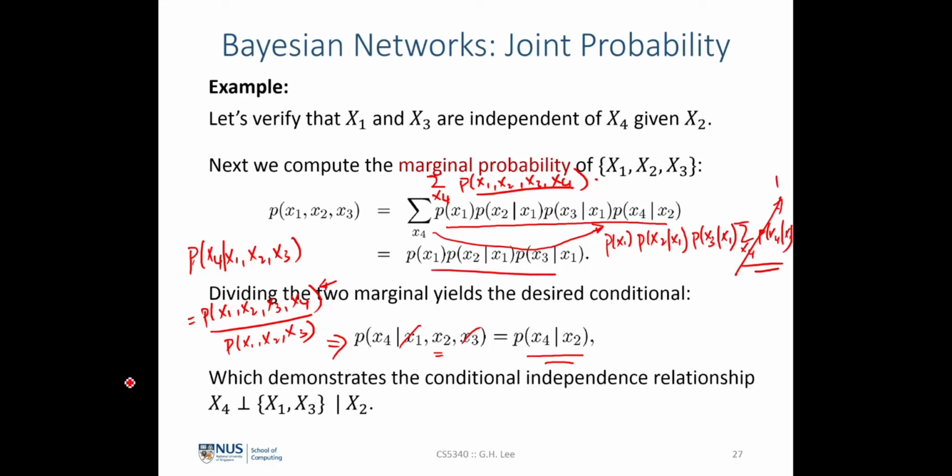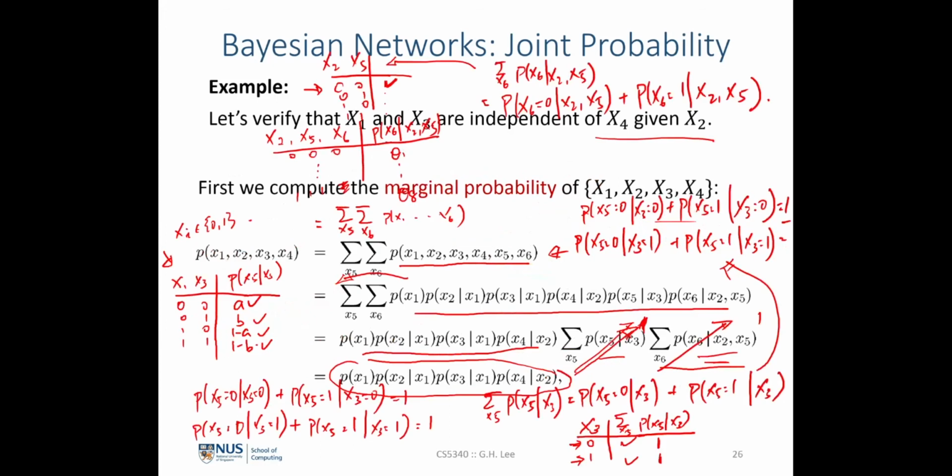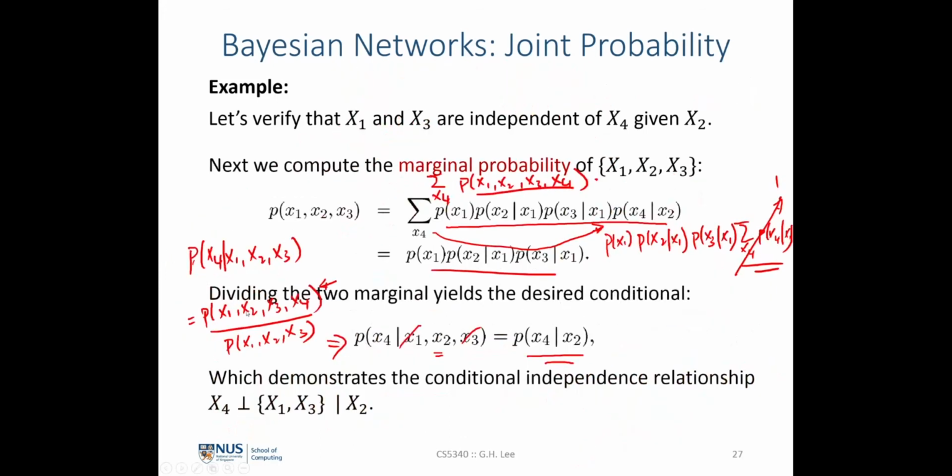And finally, we compute the conditional probability, as we have mentioned earlier, by taking the joint probability of the 4 random variables divided by the joint probability of these 3 random variables over here. And we can see that these terms over here all cancel off, except for x4 conditioned upon x2. And hence, we conclude that x4 is indeed conditionally independent of x1 and x3, given that we have observed x2 over here.